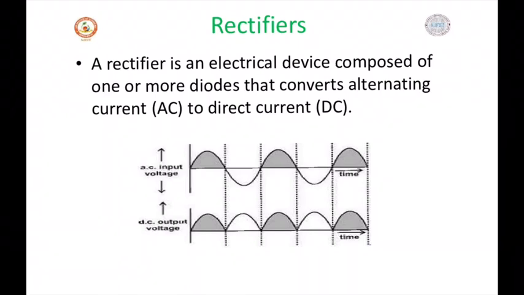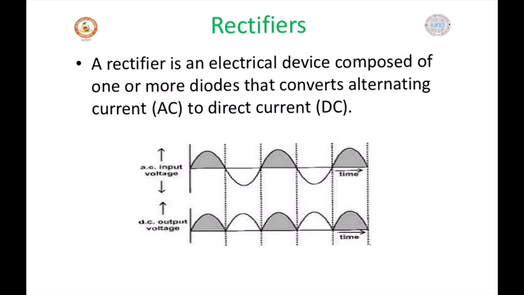Hello everyone, today we shall discuss the rectifier. What do you mean by rectifier? A rectifier is an electrical device composed of one or more diodes that converts AC to pulsating DC. You can also say it converts from AC to DC.